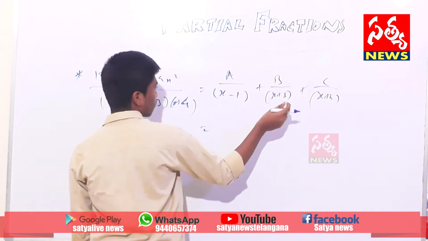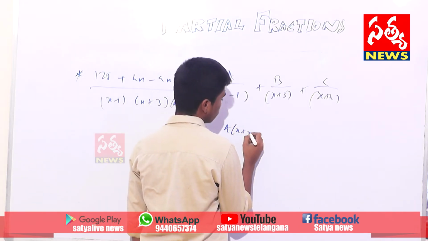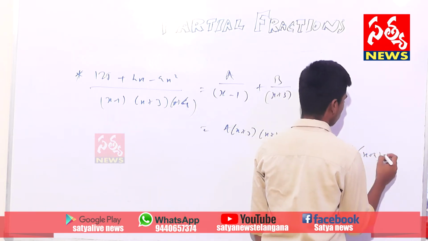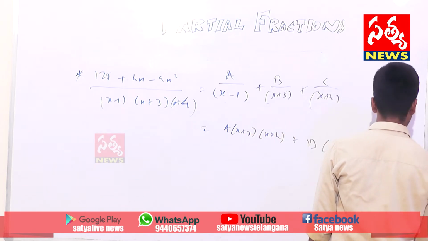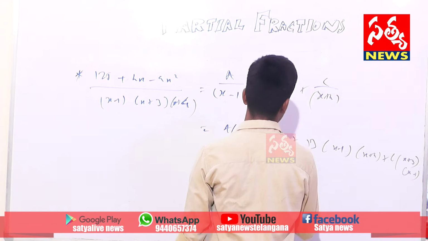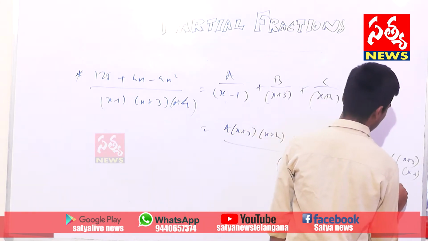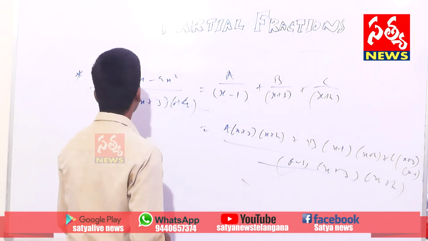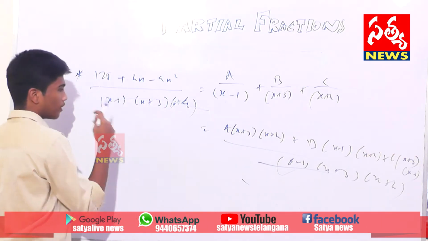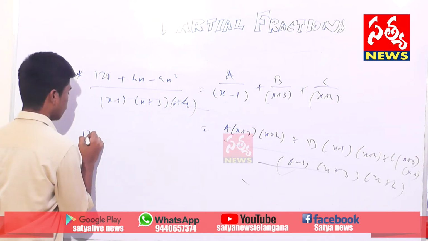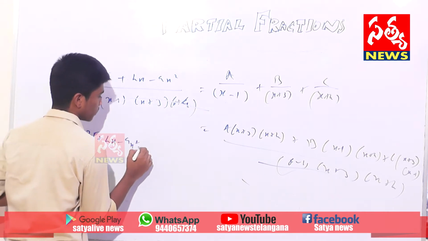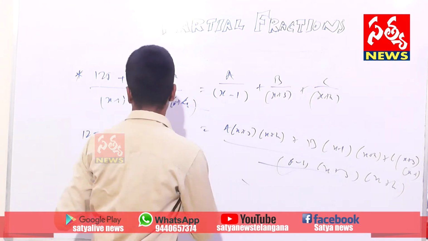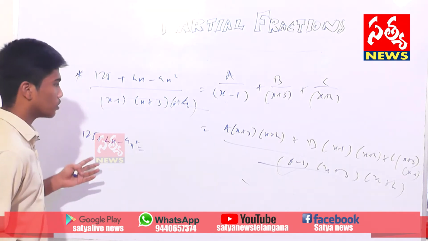Okay. Now rationalize it. a into x plus 3 into x plus 4 plus b into x minus 1 into x plus 4 plus c into x plus 3 into x minus 1 by x minus 1 into x plus 3 into x plus 4. The denominator is the same, so this gets cancelled. After that, equating numerator to numerator: 125 plus 4x minus 9x square is equal to this. It is hard to multiply, and after equating the coefficients of x square, x and the constant, right?